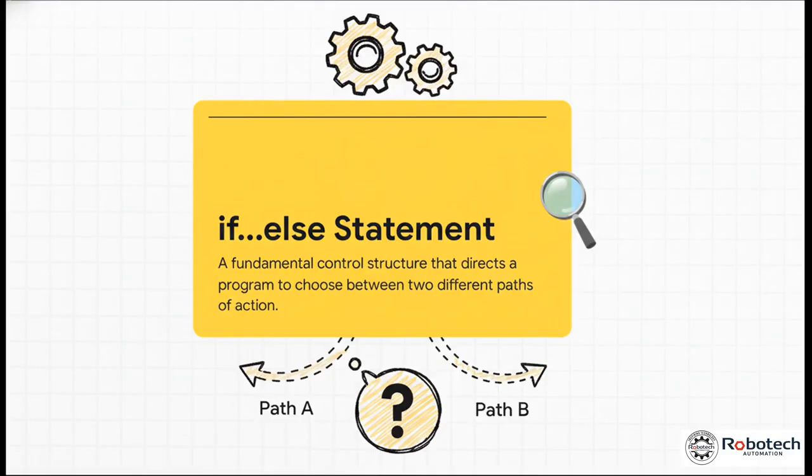This is our main tool for asking that what-if question. It lets our program look at a situation, at a condition, and then choose between two totally different paths, path A or path B. This is really the heart of how our code starts to feel alive and responsive.